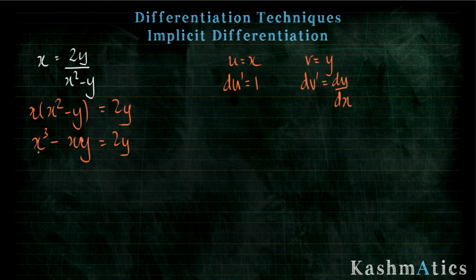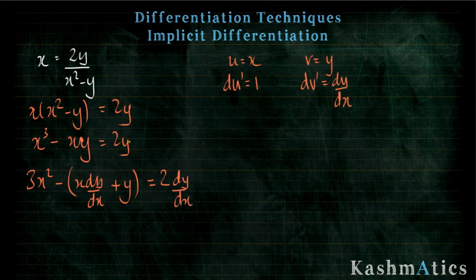All right, so x cubed becomes 3x squared. Take away, now I'm going to put all this in brackets. U dv, so x dy by dx, plus v du, which is just y, equals the derivative of 2y, which is 2 dy by dx. Remember, 2x would have just become 2, so 2y becomes 2, then dy by dx.